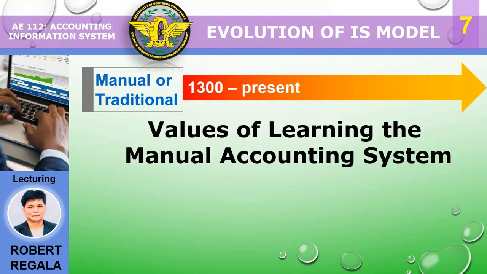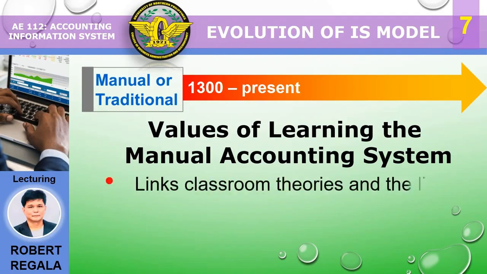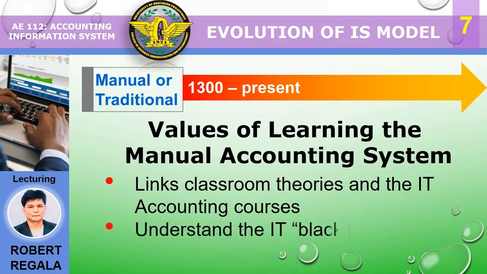Since we have computers now, why are we still learning the manual systems in the classroom? There are 3 advantages in doing so. 1. Learning the manual system links classroom theories and the IT accounting courses. The knowledge you gained in the manual system enables you, students, to understand the concepts in the IT courses, including AIS. 2. It enables the students to understand the IT black box.